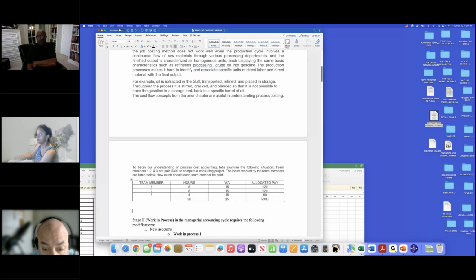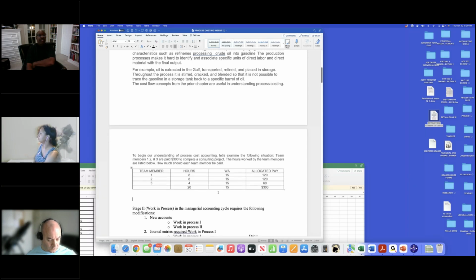When it's crude, some of the crude is worked on, others is not. And so we're going to use a similar type of process, looking at the total number of products and how many hours were involved, and allocating costs based on that. So I showed you this example because when we get into working with process costing, a similar type of thing happens.